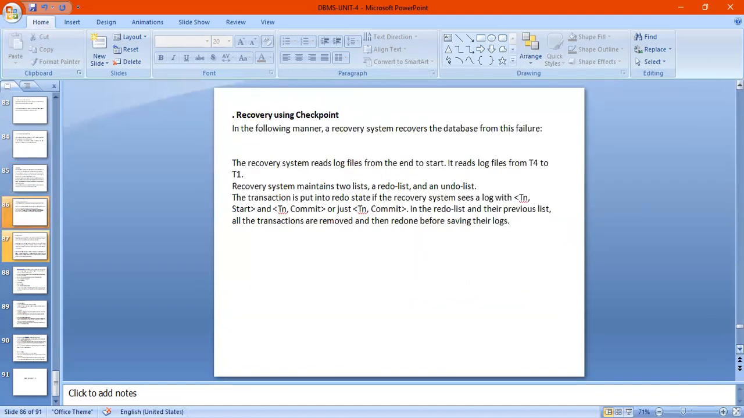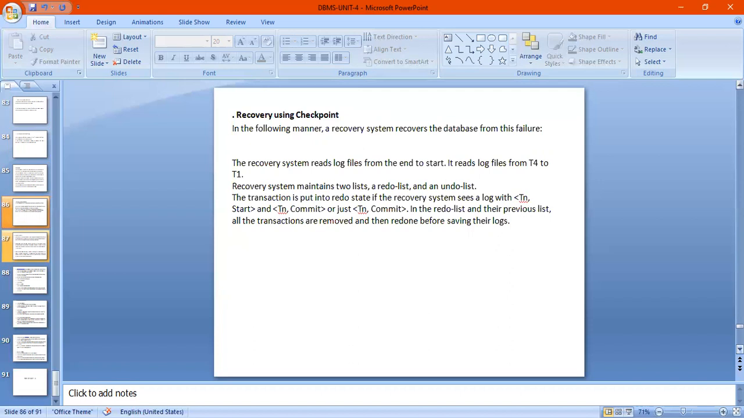Recovery from checkpoint. In the following manner, the recovery system recovers the database from the failure. The recovery system reads log files from the end to the start. It reads log files from T4 to T1.